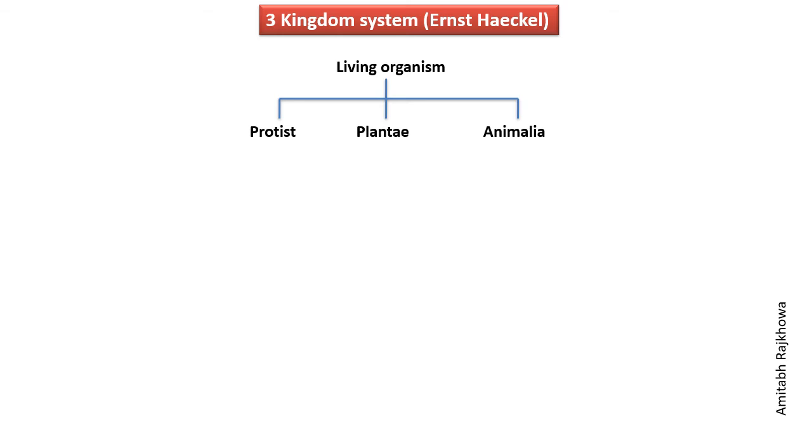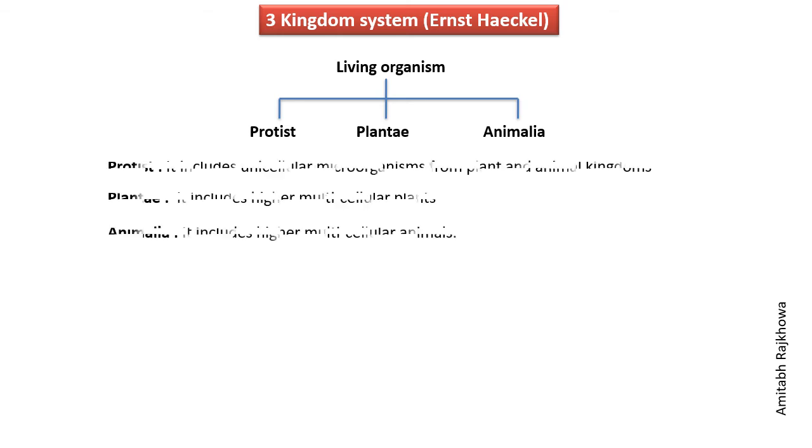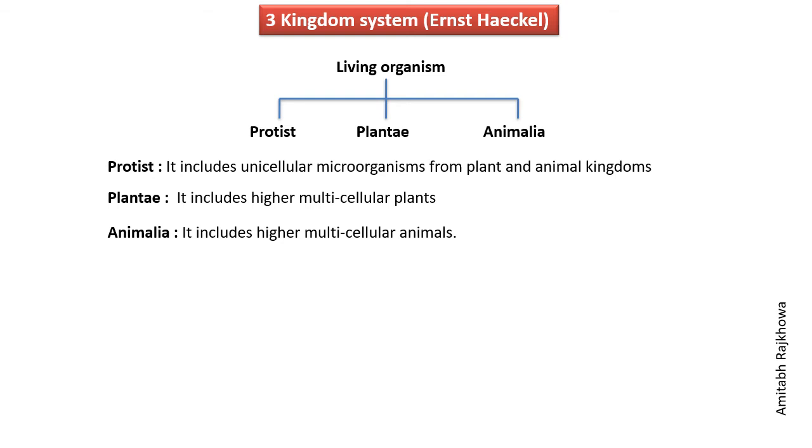So Ernst Haeckel proposed a new system which is known as 3 kingdom system. He classified the living organisms into 3 kingdoms. These kingdoms are protist or protista, plantae, and animalia. Protist or protista includes those organisms which we cannot see with our naked eyes, or it includes the unicellular microorganisms. Plantae includes higher plants, and animalia includes higher animals.